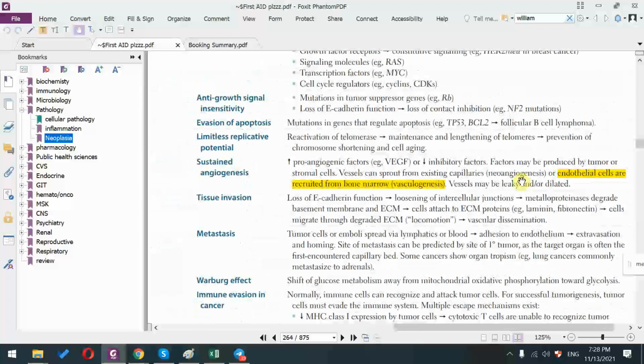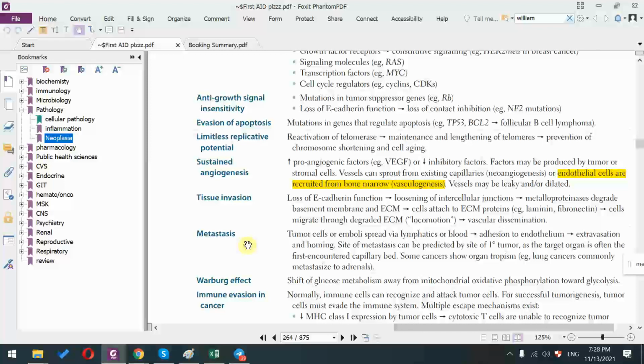Now we are going to speak about sustained angiogenesis. For the cancer to keep going, it needs constant blood supply. The more blood you give it, the more energy it has, the more work it can do. So sustained angiogenesis is vital for it. So, increased pro-angiogenic factors. Pro-angiogenic means factors that can lead to excessive vessel making.